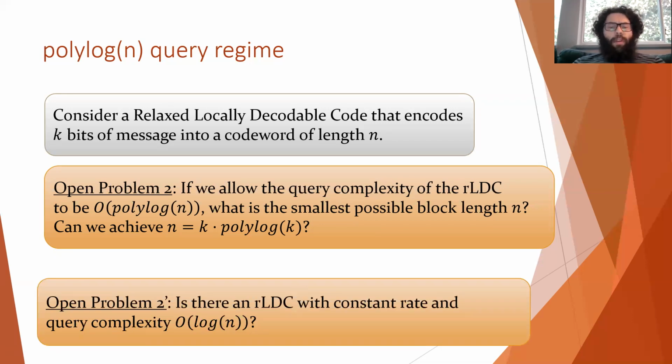And maybe I will be even more optimistic here, and I will ask, is it possible to obtain constant rate and query complexity is O of log n? So constant rate means that n is equal to 10 times k, and query complexity of decoding procedure is O of log n. So that's my second open problem.